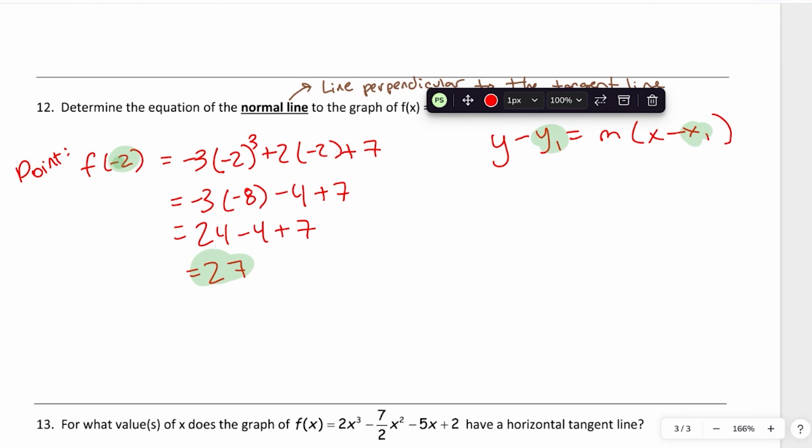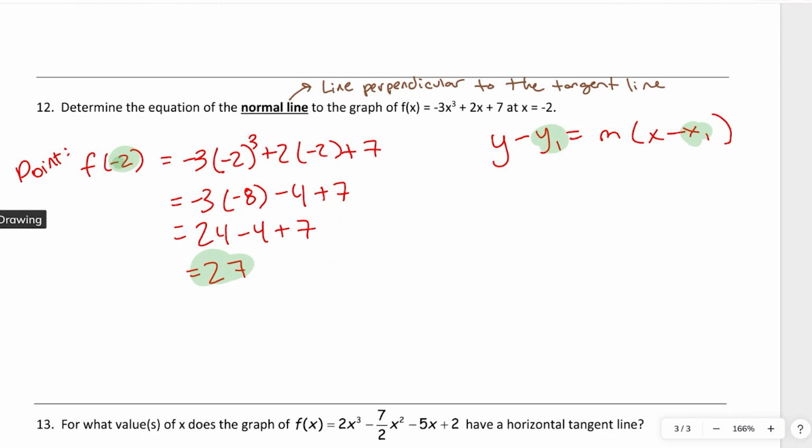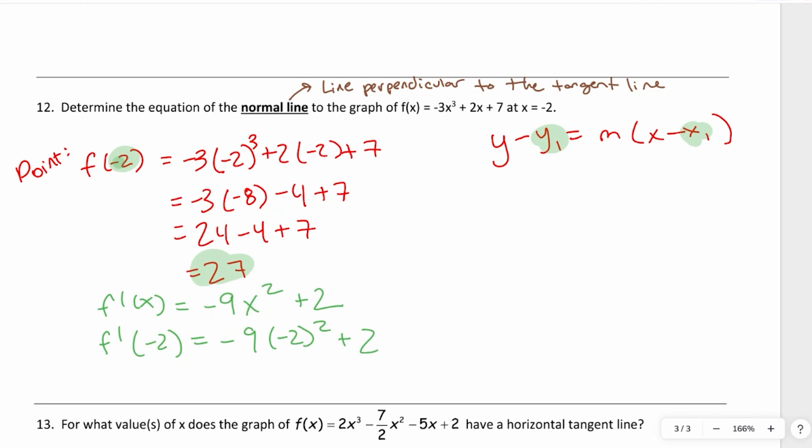Now I need to find my slope. So that's going to be the slope when x is negative 2. So first let's find the equation of the derivative. f prime of x is equal to, let's see, 3 times 3 is 9, so negative 9x squared plus 2. So f prime of negative 2 is going to be negative 9 times negative 2 squared plus 2. Negative 9 times 4 is going to be negative 36. Negative 36 plus 2 is going to be negative 34.